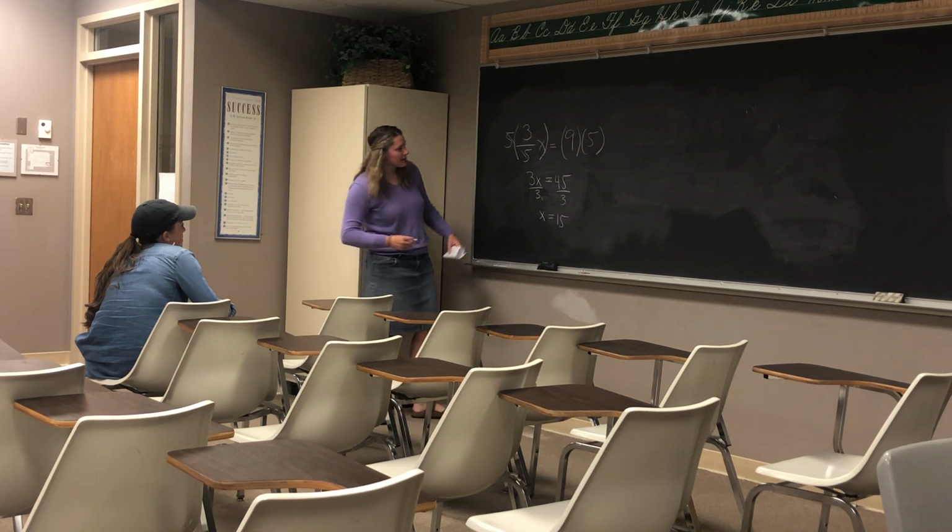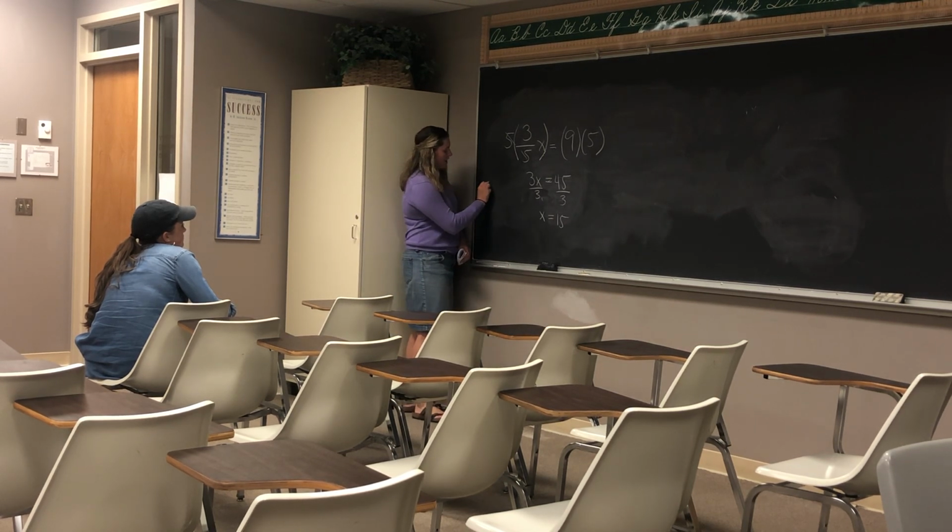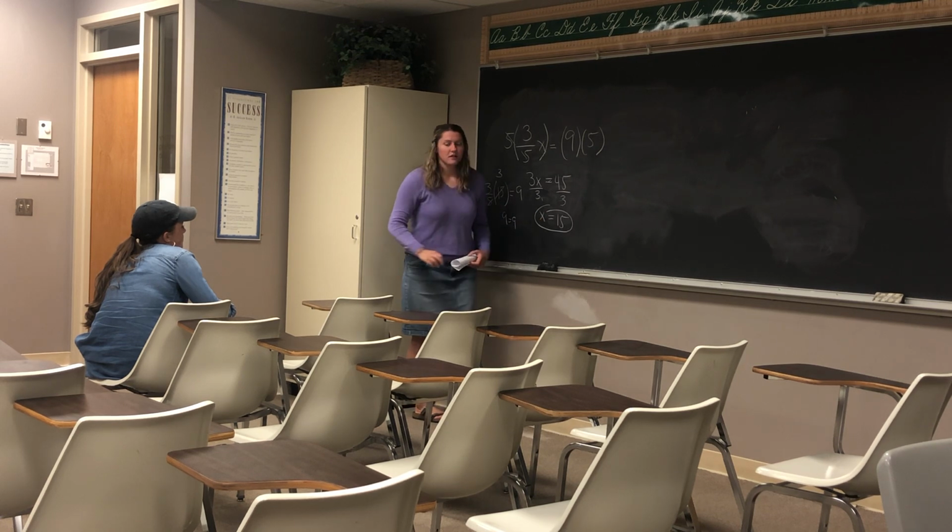So we're going to go ahead and check that. I'm just going to do it right here. 3/5 times 15 is equal to 9. Well, 5 will cancel out. Does everybody agree with what I'm doing there? Okay, so that will give me 3, and we know that 3 times 3 is 9. So it checks out. X is equal to 15.